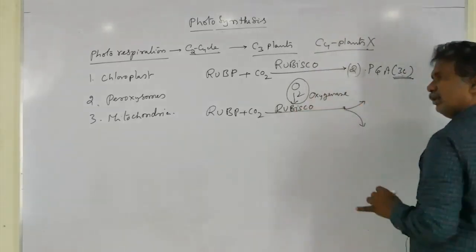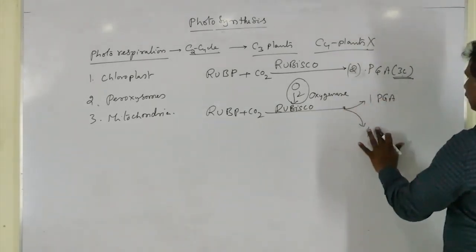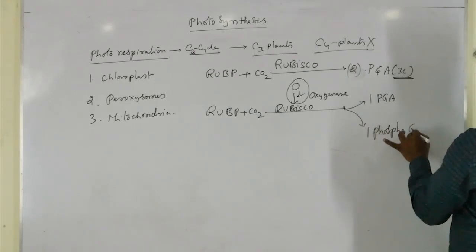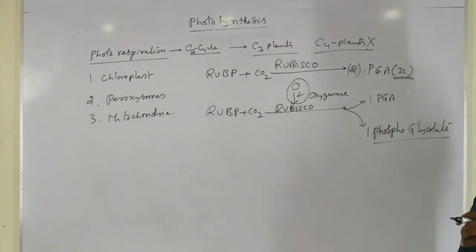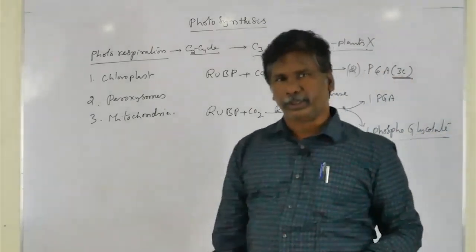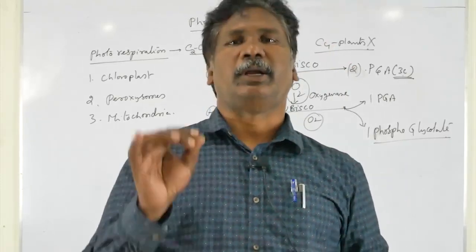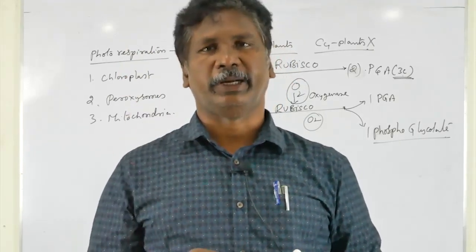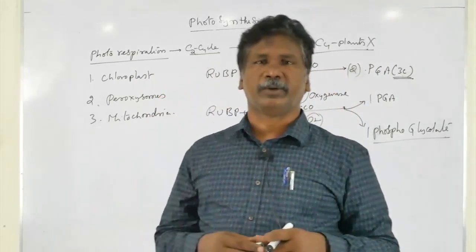It will produce one molecule of phosphoglyceric acid and another molecule of phosphoglycolate in the presence of oxygen. So recently, in NEET 2020, how many phosphoglycolates are formed within photorespiration when oxygen combines with ribulose 1,5 bisphosphate? One molecule of PGA and another molecule of phosphoglycolate is formed.